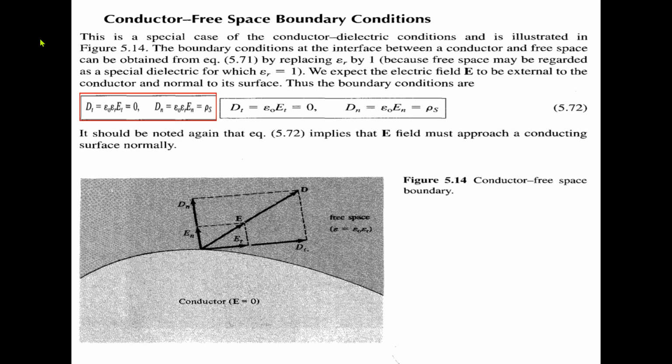In today's video lecture, we are going to discuss conductor to free space boundary conditions. So far, we have seen two different types of boundary conditions, conductor to dielectric and dielectric to dielectric boundary conditions. This is one among the three types of boundary conditions, and this is the special case of the boundary conditions.